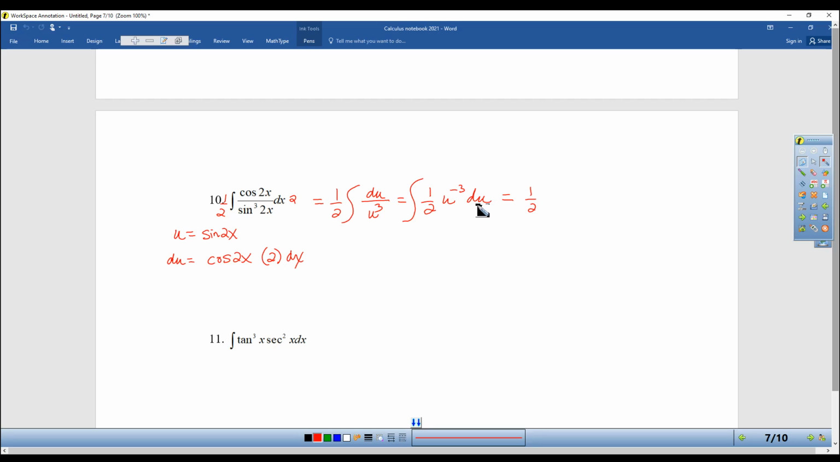The du is telling what variable to do things to. I'm going to do things to the u to the negative 3. I add 1, and I divide by that same number. So this is numerator times numerator, denominator times denominator. I'm going to move that u to the negative 2 down there with that 4, and I'm actually going to move the negative to the top. Most people don't put a negative in the bottom, and that's what it looks like, which is negative 1 over 4 sine squared 2x plus c.